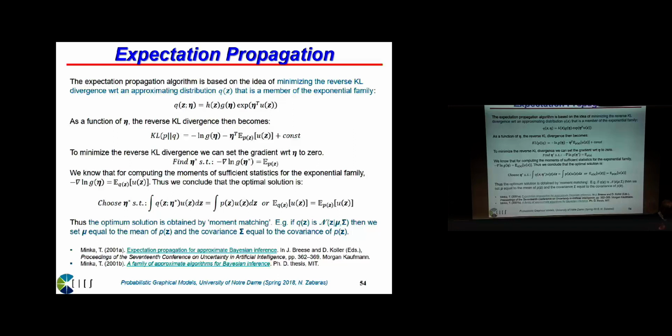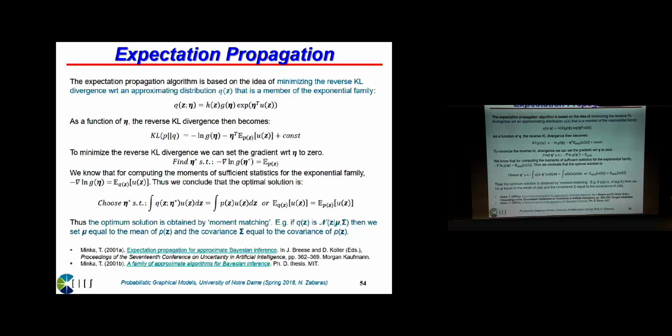And that's why you will see this in the literature sometimes, people call this moment matching, okay? Very much different from what we have seen up to now. So for example, if you make Q of Z, because this is an exponential family, a Gaussian, and you try to approximate any distribution P of Z with a Gaussian, then don't be surprised that mu has to be the mean of P of Z, and that sigma has to be the variance of P of Z.